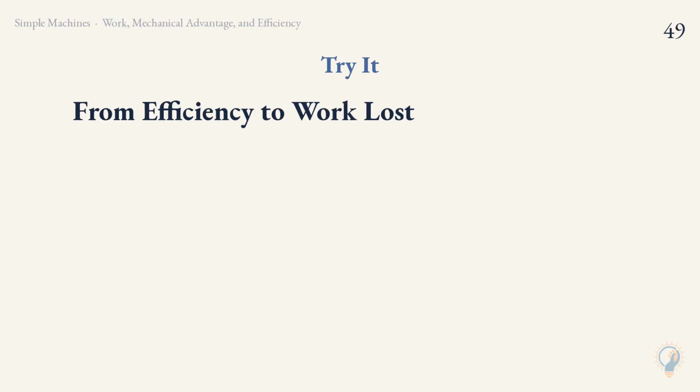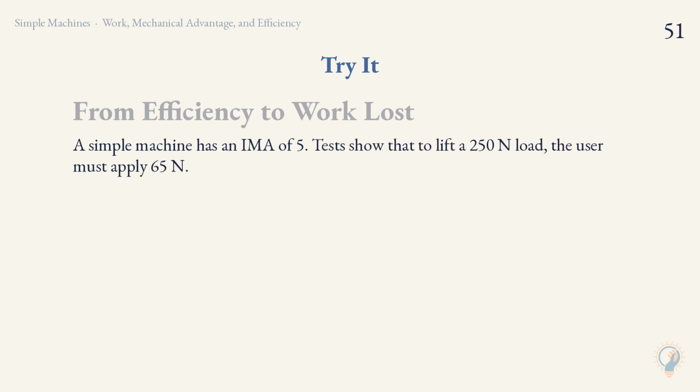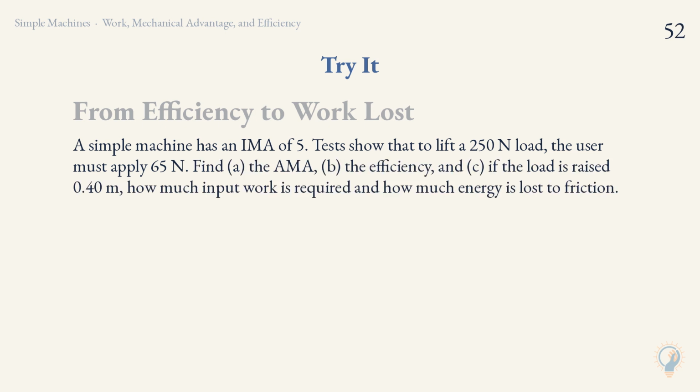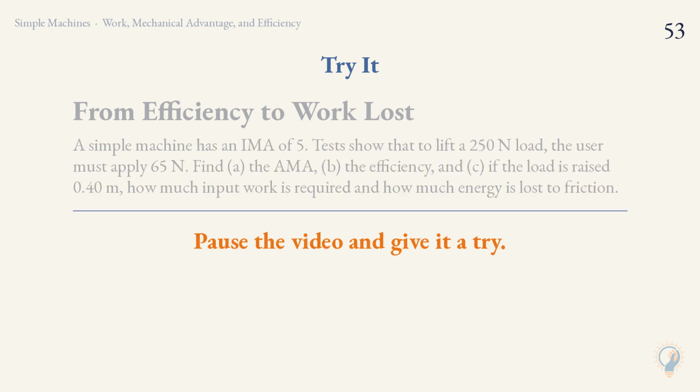From efficiency to work loss. A simple machine has an IMA of 5. Tests show that to lift a 250 Newton load, the user must apply 65 newtons. Find A, the AMA, B, the efficiency, and C, if the load is raised 0.4 meters, how much input work is required and how much energy is lost to friction. Pause the video now and give it a try.